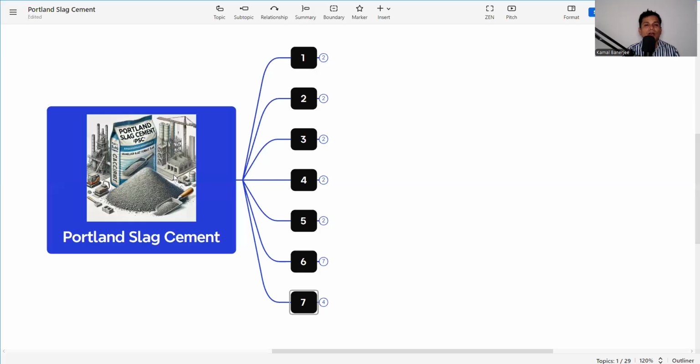What is Portland Slag Cement? How is it manufactured? What are the physical and chemical requirements as per Indian Standard? And where can we use it? And why use slag cement when we have PPC, OPC, everything? So stay tuned to get the full information about Portland Slag Cement as per Indian Code IS 455. So let's jump into the subject.